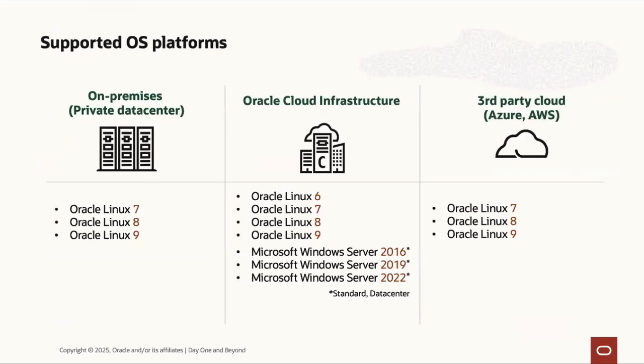On the Linux side, you can manage Oracle Linux from version 6 up through 9 on Oracle Cloud, and third-party cloud and on-prem, with an exception for Oracle Linux 6 releases. And for Windows, it supports Windows Server 2016, 2019, and 2022 across both Standard and Datacenter editions in OCI. So whether your environment is all Linux, all Windows, or a mix, OS Management Hub can cover it from a single place.